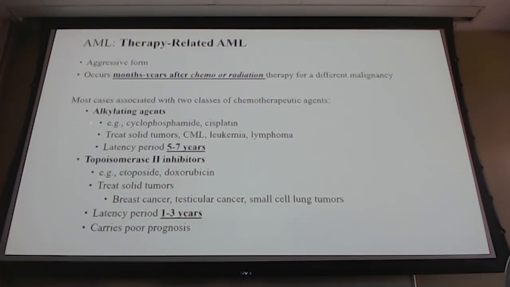What I want you to get out of this is you don't need to know these example agents, but understand what they're being treated for and generalize. Alkylating agents, latency 5 to 7 years, right? Versus this one down here, treats all tumors, 1 to 3 years. But have a high index of suspicion if you have a patient with a history of cancer, treated with chemotherapy, radiation, and now presenting with that abnormal CBC. You need to work them up and be aggressive with them.